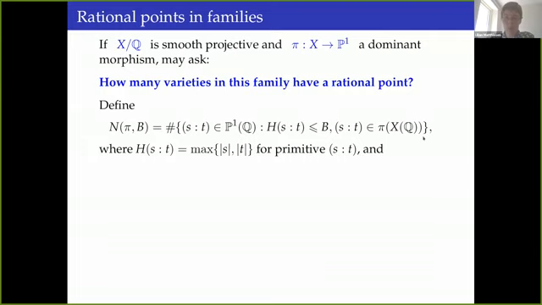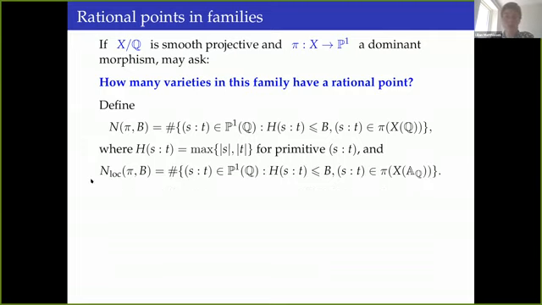Since it's sometimes hard to find out whether there exists a rational point or not, the following related counting function is also discussed. We count how many fibers there are up to height B such that the fiber above the point is everywhere locally soluble.